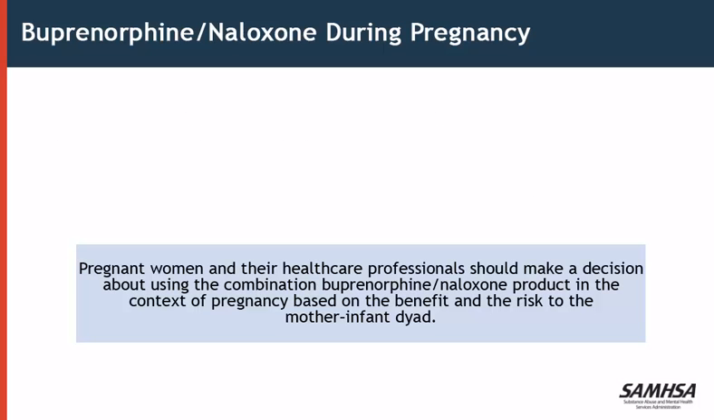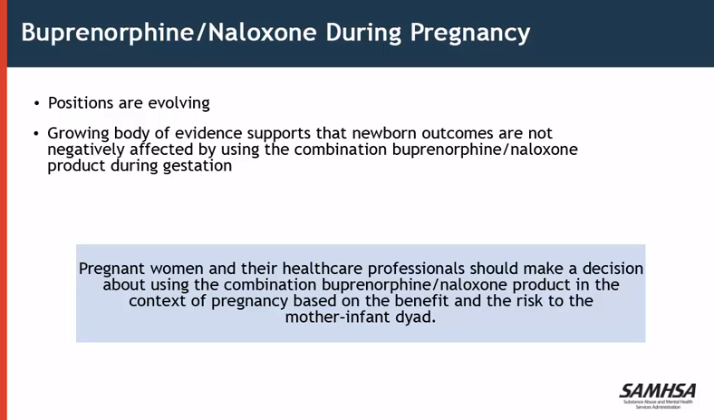Historically, pregnant women who had been on the combination buprenorphine-naloxone product were transitioned to the buprenorphine-only product for the remainder of their pregnancy. Positions in practice are evolving on this subject. A growing body of evidence supports that newborns are not adversely affected by the combination product. Some women who are doing well on the combination product may prefer to avoid any risk of becoming unstable during a switch to the buprenorphine-only product. Any use of the combined buprenorphine-naloxone product during pregnancy must be a shared decision of the pregnant woman and the healthcare professional providing her care, and based on her fully informed consent.